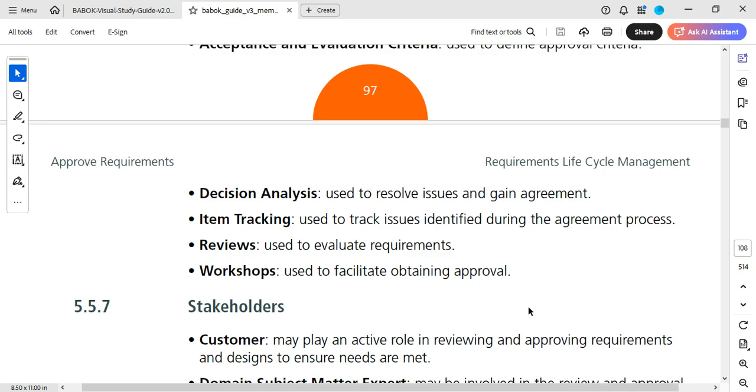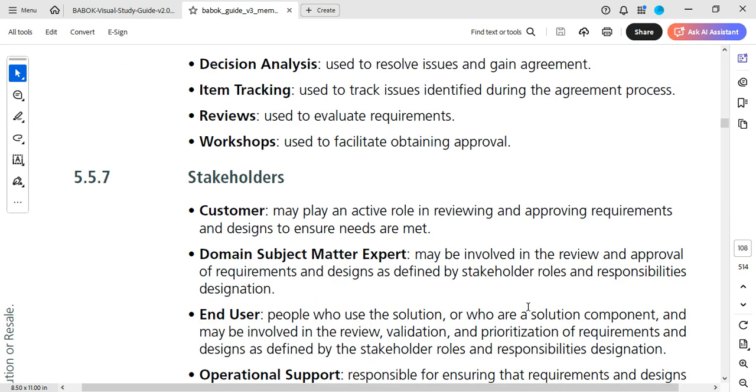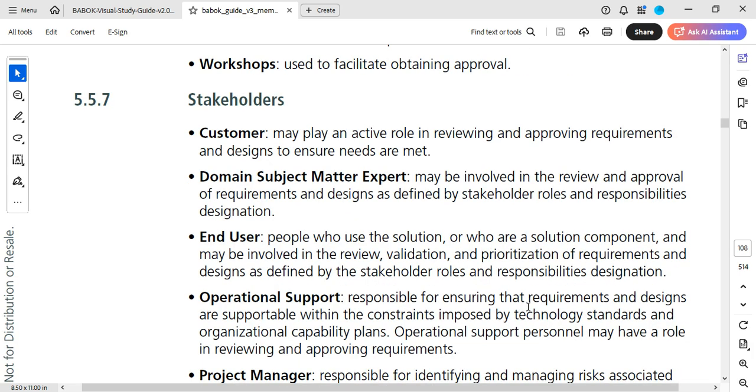Reviews used to evaluate requirements. Workshops used to facilitate obtaining approval. Stakeholders: the customer may play an active role in reviewing and approving requirements and design to ensure needs are met. Your domain subject matter expert may be involved in the review and approval of requirements and designs as defined by stakeholder roles and responsibility designation.